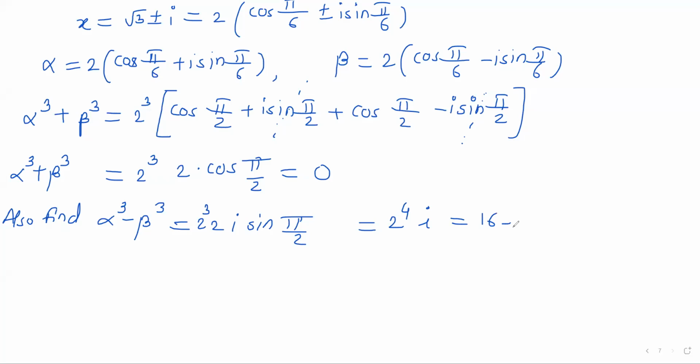That is 16i. अगर क्वेश्चन आता है कि फाइंड अल्फा क्यूब माइनस बीटा क्यूब, आपको बस यहाँ पे क्या करना होता है? इसका रेस्ट टू 3 पावर करो और इसका रेस्ट टू 3 पावर करो और दोनों का सब्ट्रैक्शन करो. Is it clear to everyone? Any doubt?